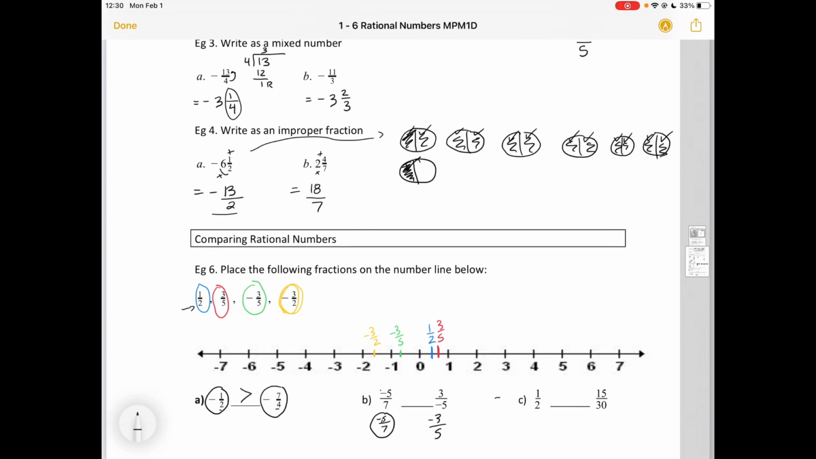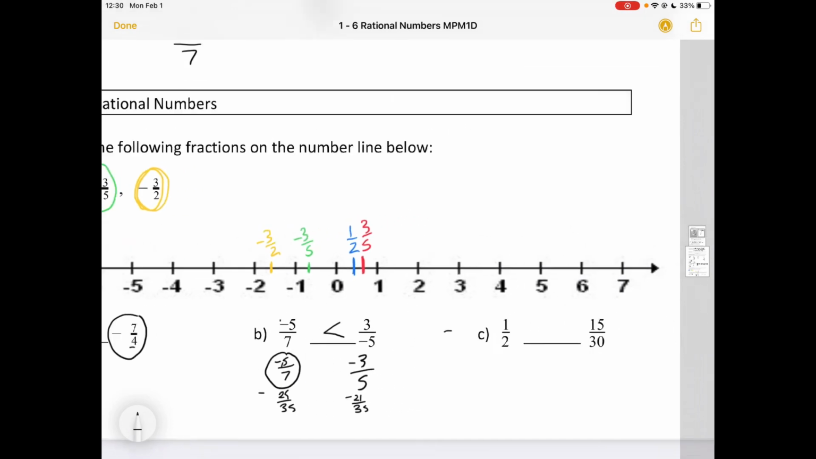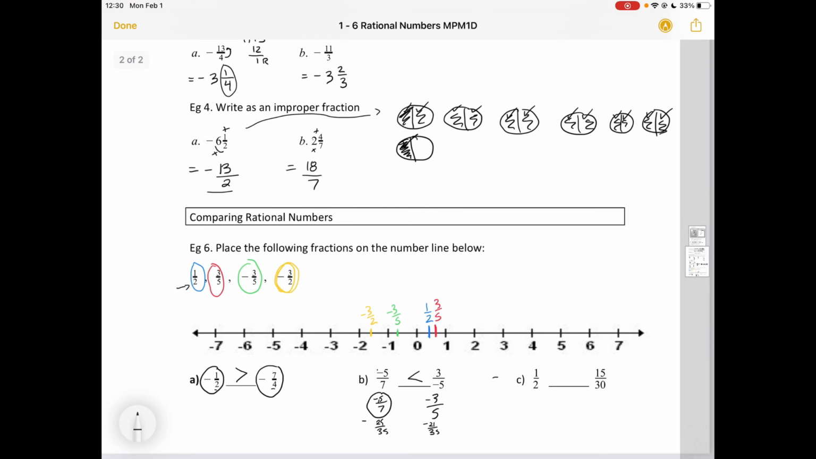This is an example where you do need to change it into a common denominator. So I'm going to change them into both out of 35. So I would have -25 over 35 and then -21 over 35. So what I can see is that -21 is going to be the smaller negative number. So this is actually the larger rational number. It is more positive. It is closer to 0.